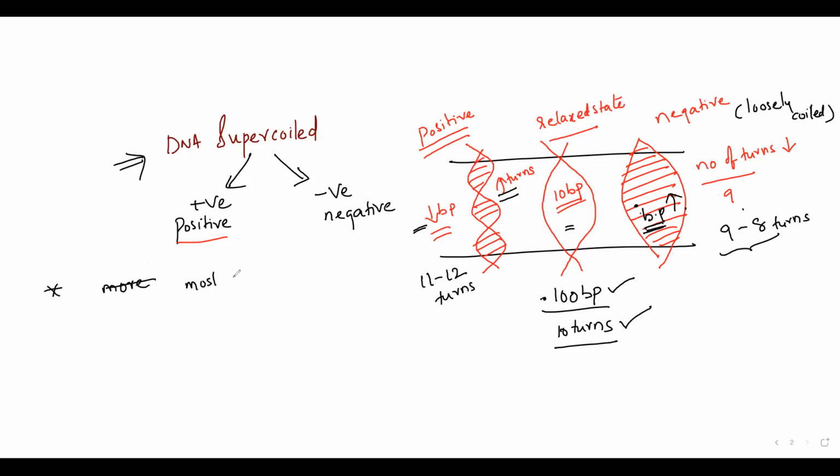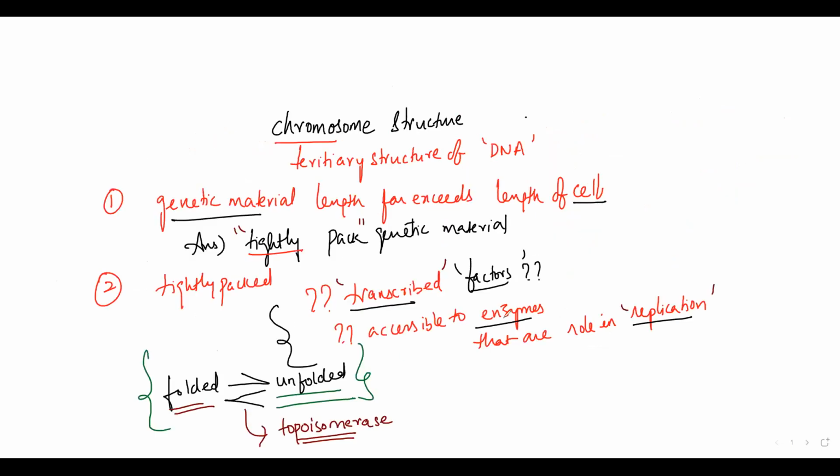Let me write it as: most of the DNA in the cells are negatively coiled. Okay, why are they negatively coiled, children? Because I told you that here it's loosely coiled, and you know better that in order to have a good transcription and replication, your DNA has to be unfolded, or it has to be loosely packed or loosely coiled.